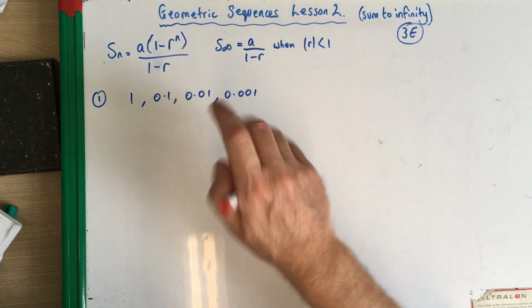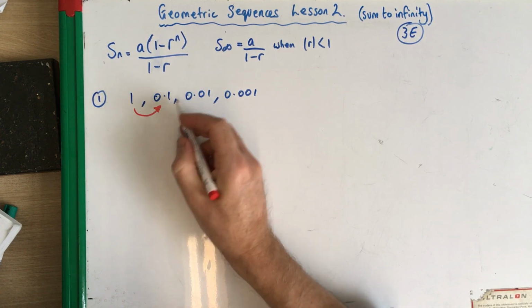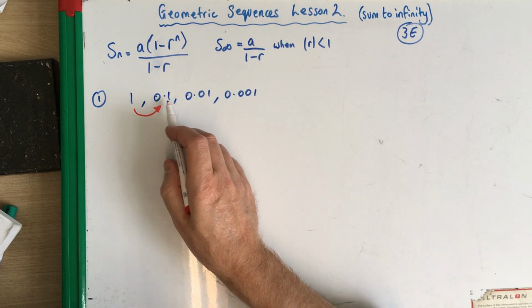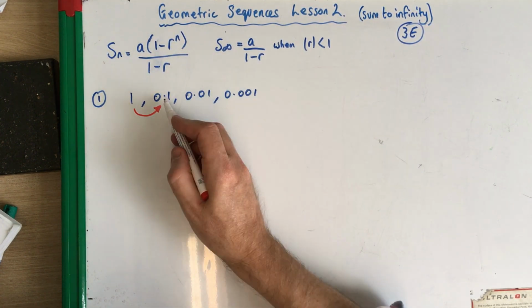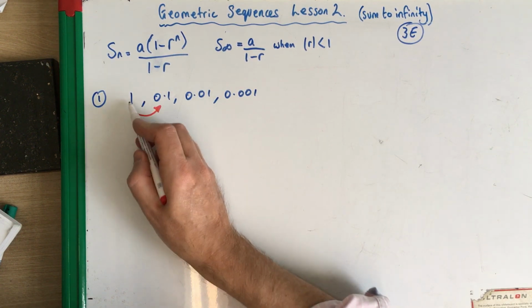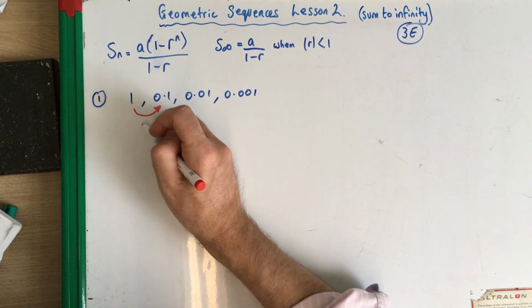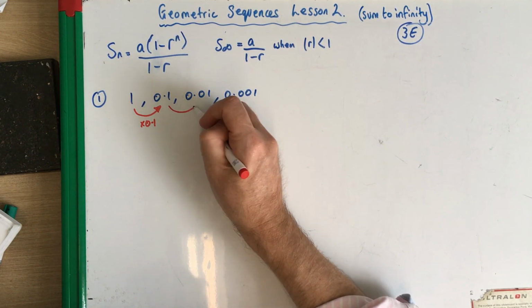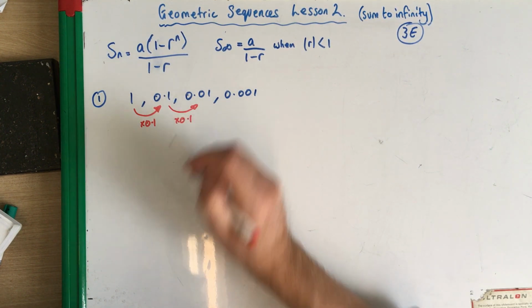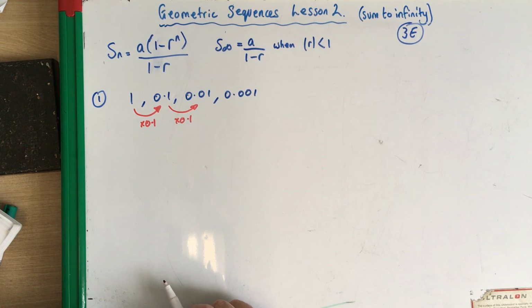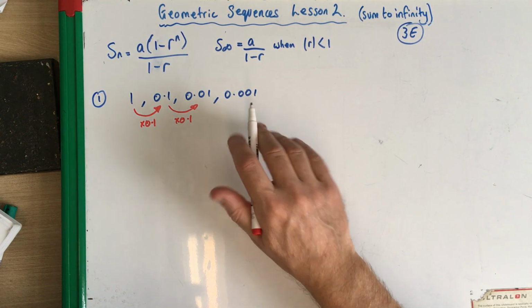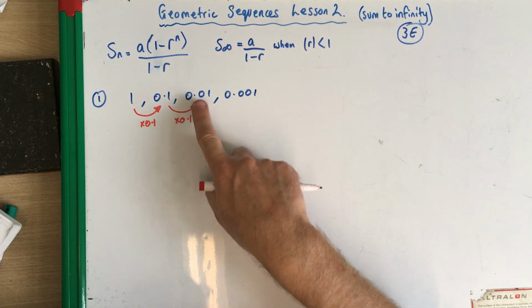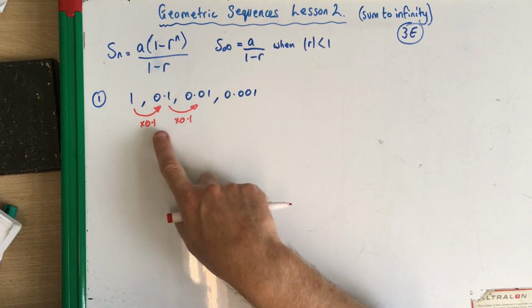Well, how do we get from there to there? A way of finding the common ratio, if it's not obvious, is to divide a term by the term before, and you can see that 0.1 divided by 1 is 0.1. So what we're doing is multiplying by 0.1 each time. Okay, so this will create a convergent series. Okay, because why?